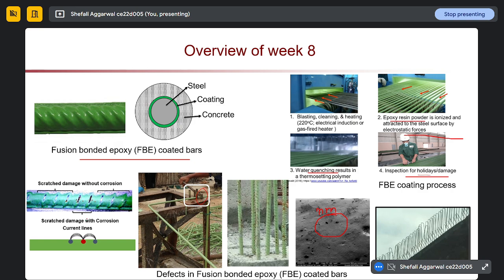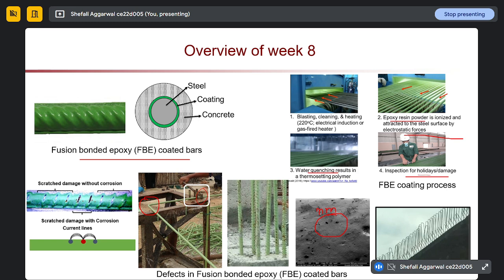Another disadvantage of this type of rebar is, when you are bending this rebar on site, you are actually damaging the coating at this end. If you are bending it, there are chances that at this end the coating will be stretched and it will burst, like it will be removed.